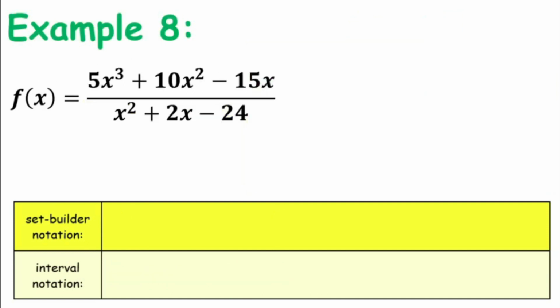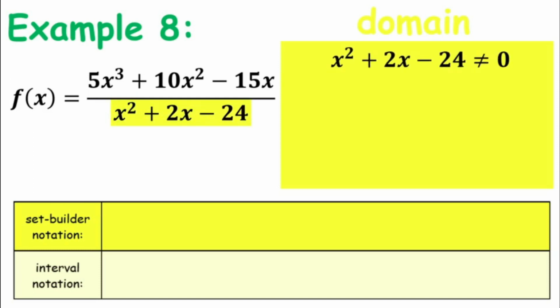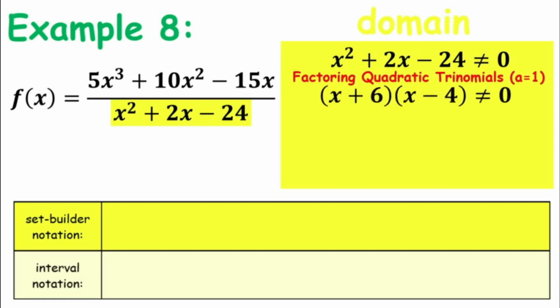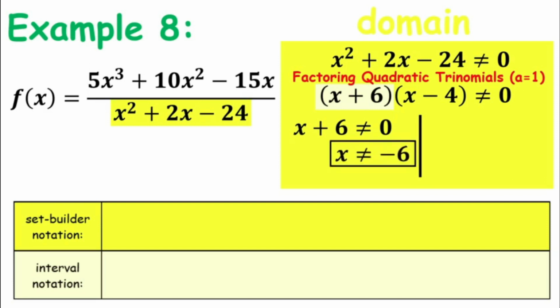Example 8. The denominator is x squared plus 2x minus 24. x squared plus 2x minus 24 is not equal to 0. Its factored form is x plus 6 times x minus 4. x plus 6 is not equal to 0. Transpose positive 6, we have x is not equal to negative 6. x minus 4 is not equal to 0. Transpose negative 4, we have x is not equal to 4.